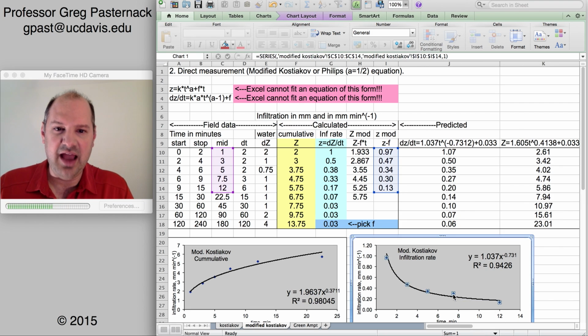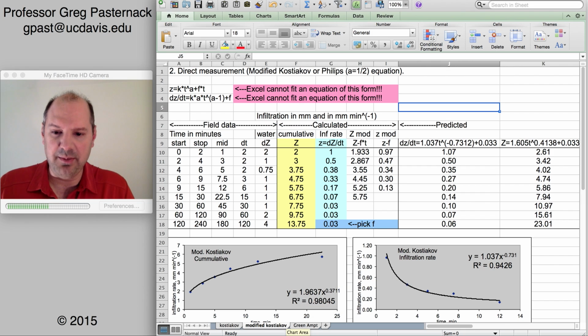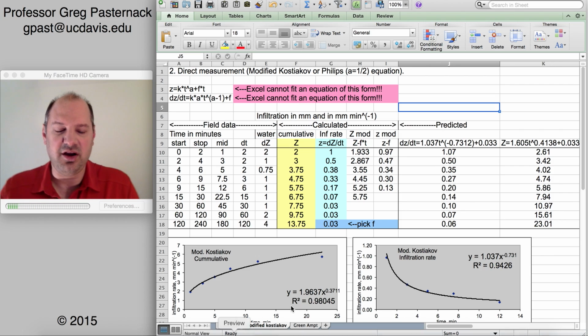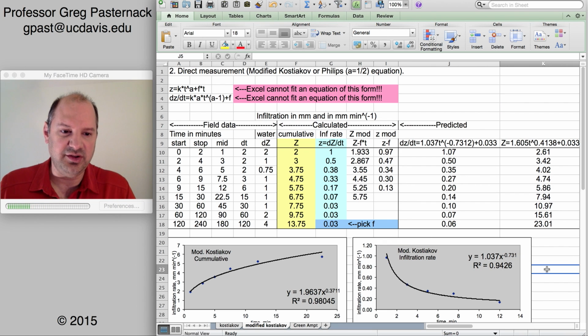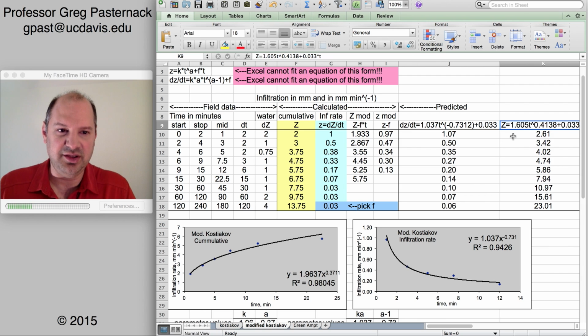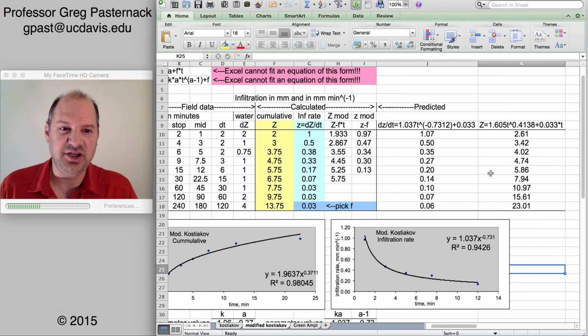Then let's see this one. So similarly, I can plot the infiltration rate data. That's all looking good. And again, if I bring the f value over to the other side, so it's z minus f, now I can solve for ka and a minus 1, just like we did for the regular Kostiakov function, and get those values here. And apart from the mistake that I had made here, this should be based on that 1.96 number. But in any case, then I can fit the functions and get the values for the functions.